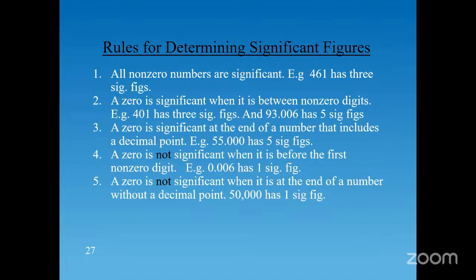So you need to be aware of these rules because they'll become important later on when you're doing calculations and rounding off to the correct number of sig figs. In order for you to do that, you have to know the number of significant digits involved in your calculation. And we're going to see how that works shortly. Before I move on, any questions about the rules? Any questions?